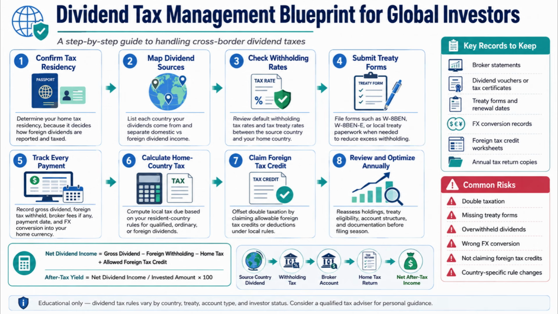So, the full flow is simple. First, the source country pays the dividend. Then withholding tax may be deducted. After that, the dividend reaches your broker account. Then you report it in your home tax return. Finally, you calculate your net after-tax income.